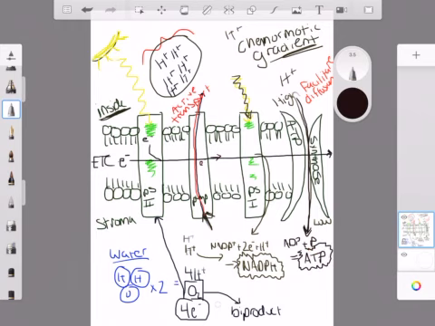These two molecules, NADPH and ATP, are then going to go on to the Calvin cycle, and that's what the next video is. So hopefully you learned something.